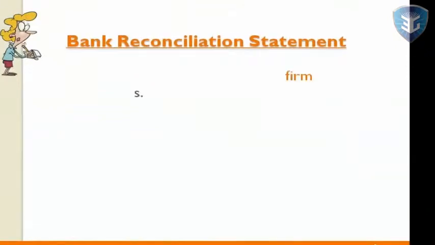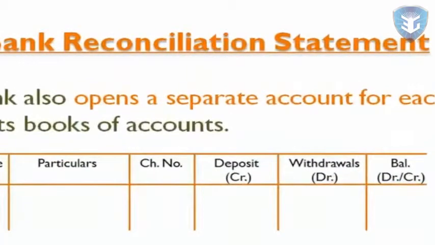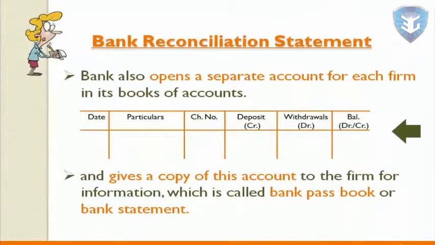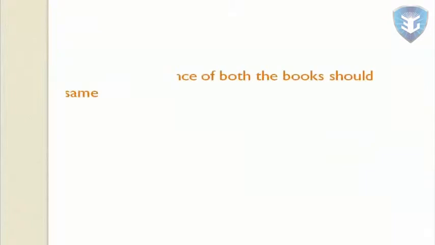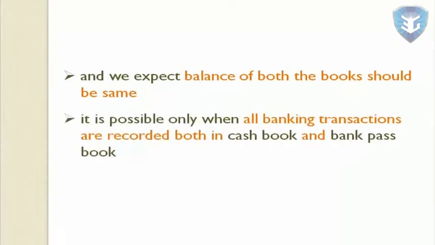And the bank also opens a separate account for each firm in its books of accounts and gives a copy of this account to the firm for information, which is called a bank passbook or bank statement. And we expect the balance of both the books should be the same. It is possible only when all the banking transactions are recorded both in the cash book and the bank passbook. Let's take an example.